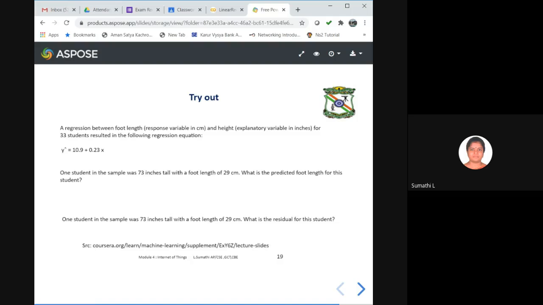What is the predicted foot length for the student? I am given an equation, and you are asked to find the predicted foot length. How do you know? You are given the x value. What is the x value here? Good, Manju. X value 73. Now you calculate and tell me what will be the predicted foot length value. In parallel, I do the calculation.